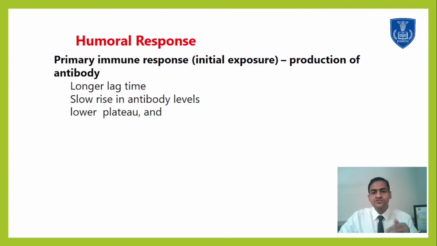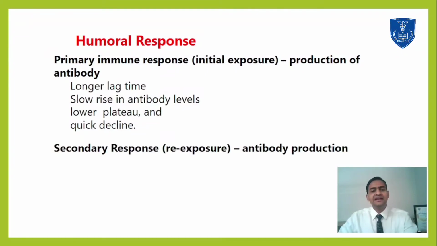So the humoral response, which is the initial response, will be specific, but as it is specific, it will require some time to take action. It will have a slow rise of antibody levels, a lower plateau, and a quick decline. Whereas the secondary response is due to re-exposure, and as we have memory cells, the response will be quick. It will be an accelerated response, unlike the primary response, because we are already trained.